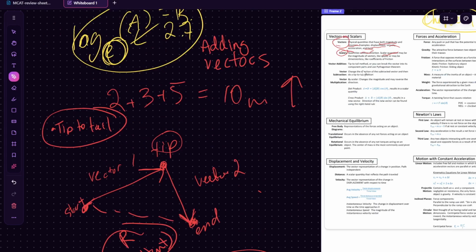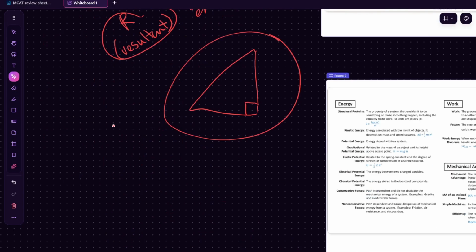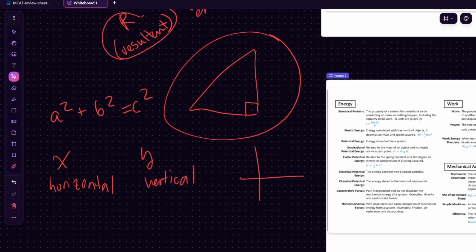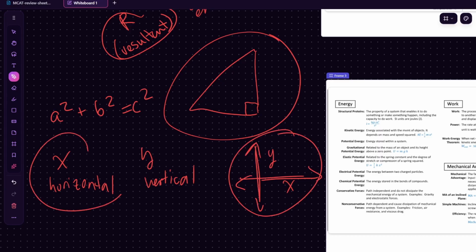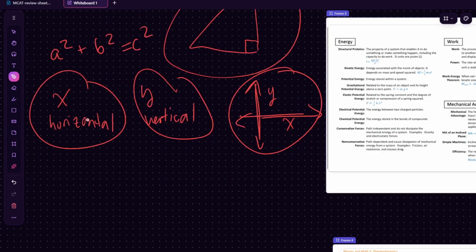The second method, it says you can break them into component parts using Pythagorean theorem. So for Pythagorean theorem, if you remember, is a squared plus b squared equals c squared. You can break the vector into its horizontal, which is x. X is always horizontal, and y component, which is vertical. If you've ever seen a graph, you've always seen x going left or right, and then y going up or down, right? Y-axis, x-axis. So if you add all the x components together, and then you add all the y together separately, and then you use Pythagorean theorem, you can find the magnitude of the result.